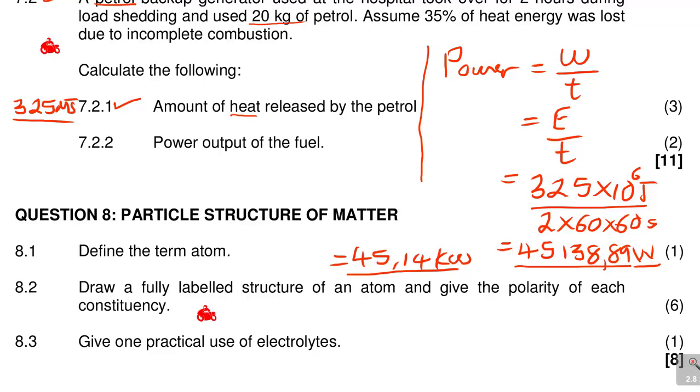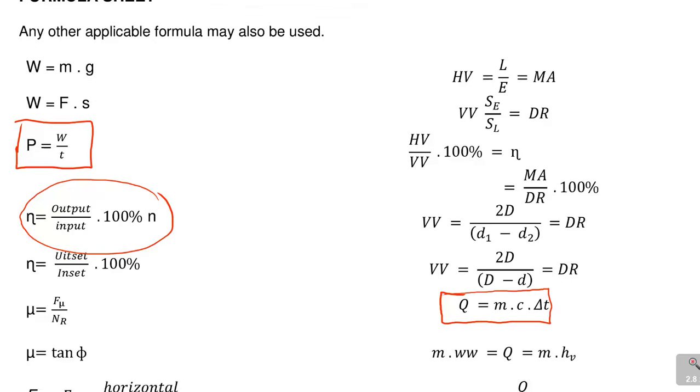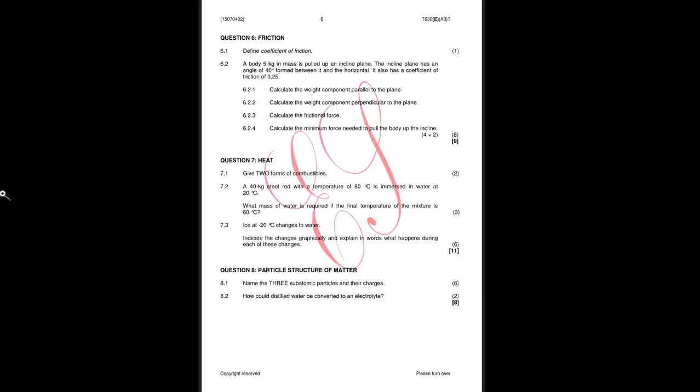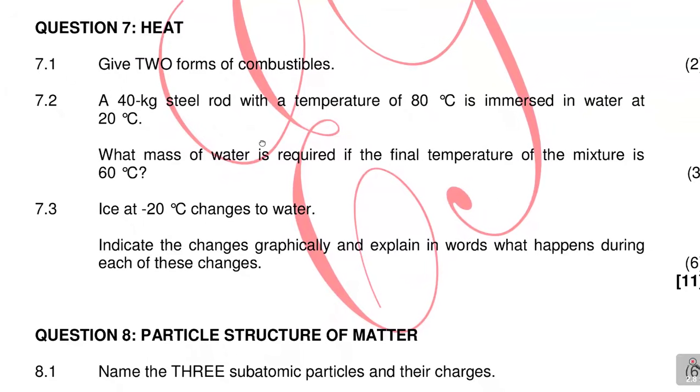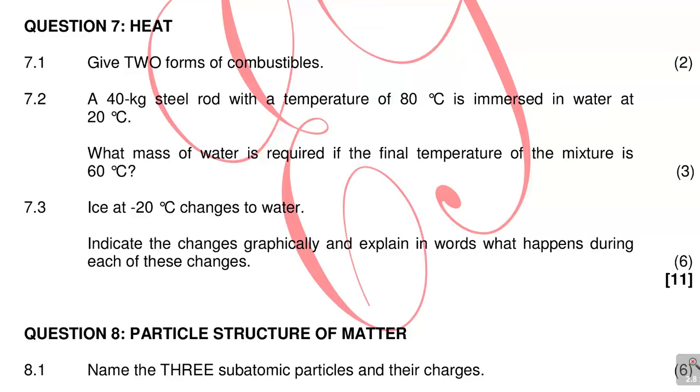Let us look at another example that deals in this case with heat. There is another question that I just took from previous papers, and it's question 7 also. I think this one was written between 2016 and 2017, somewhere there, but as you know, this syllabus has not changed. Now 7.1 says give 2 forms of combustibles. Now this is 2 marks. We have already looked at this one. It is similar to the previous one. The forms here, we said there are 3 actually. They just want the forms now: the solid, the liquid, and the gas.